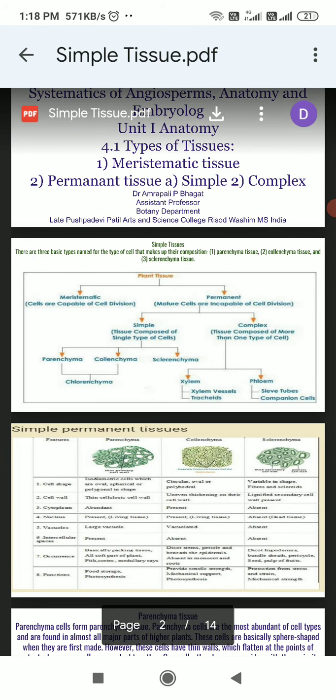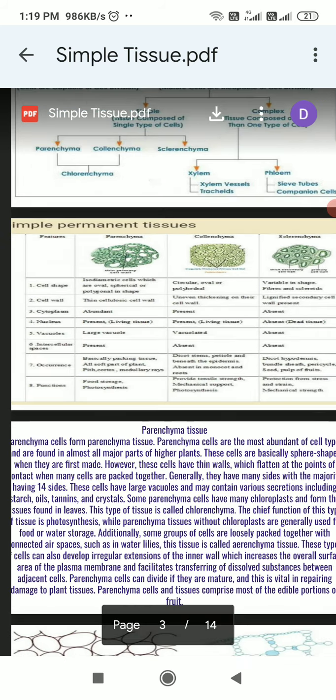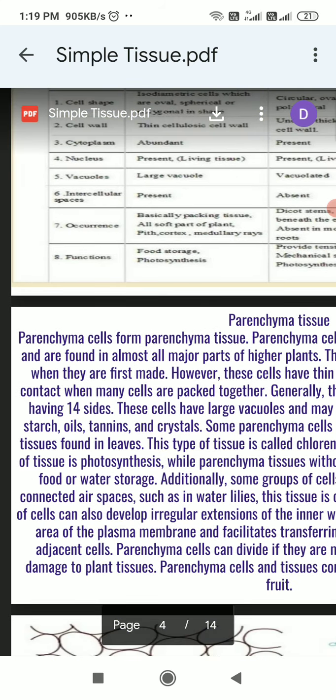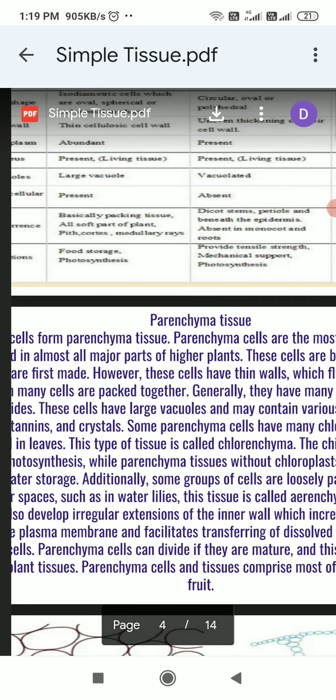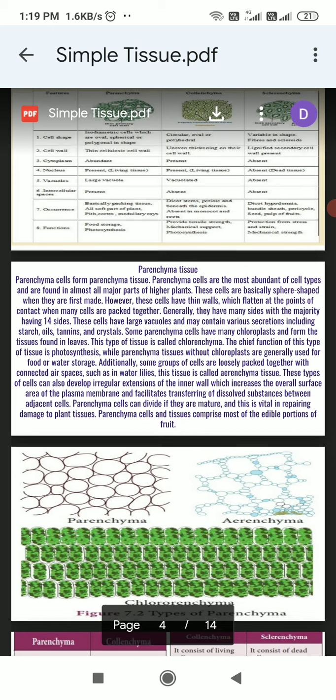Here is the complete diagrammatic representation of a tissue. So come towards the simple tissue. What is meant by simple tissues? So first of all, one by one, we will learn about parenchyma tissue.